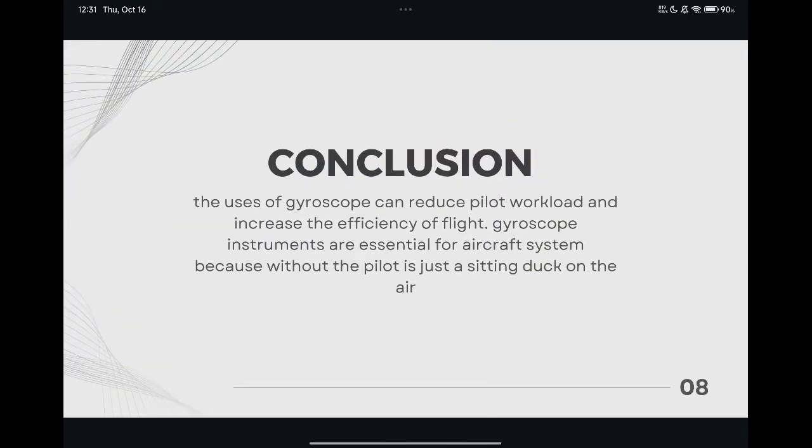To conclude my presentation today, here is my conclusion. Basically, the uses of gyroscope can reduce pilot workload and increase the efficiency of flight. Gyroscope instruments are essential for aircraft system to help pilot control the aircraft and ensure the safety of passengers.